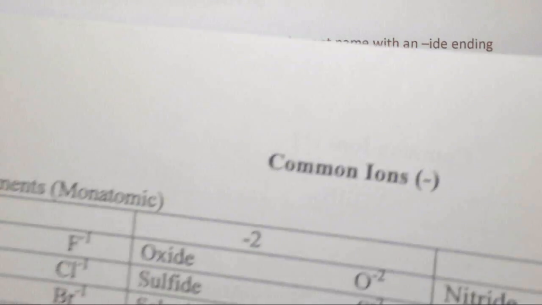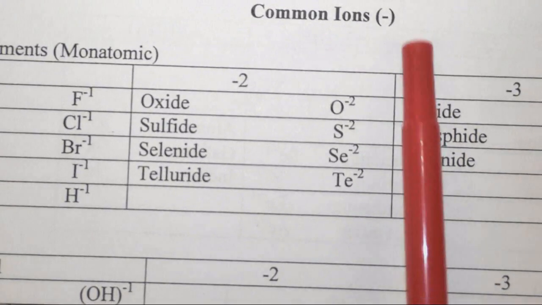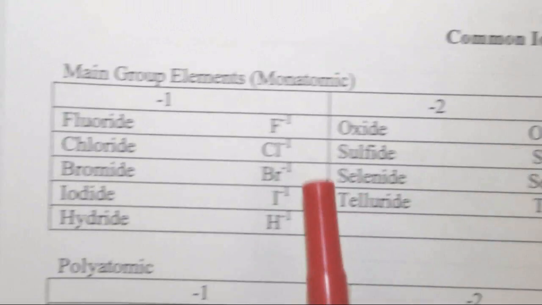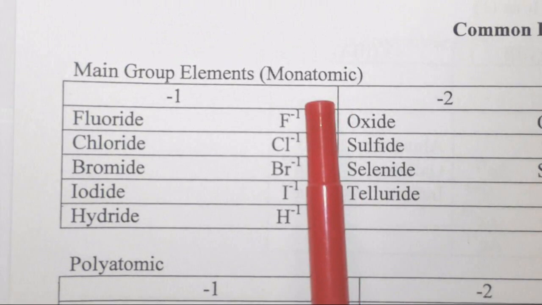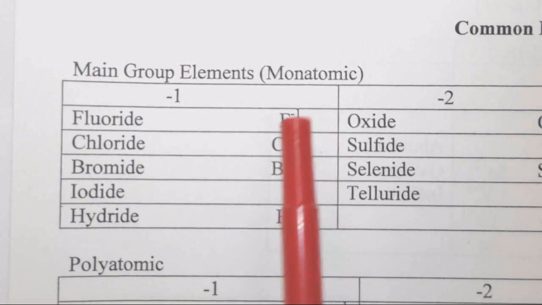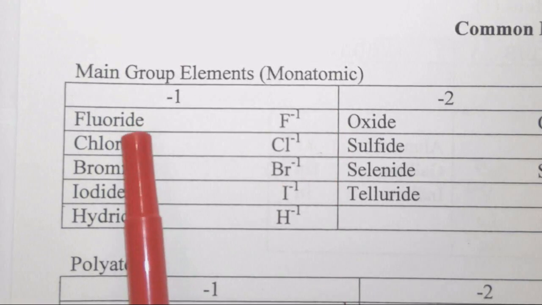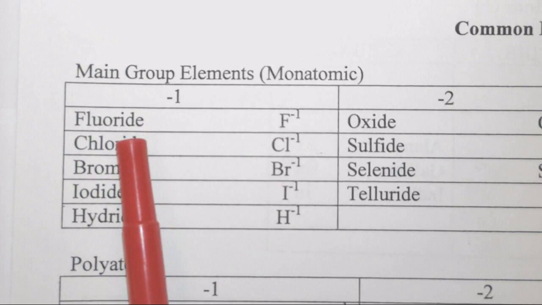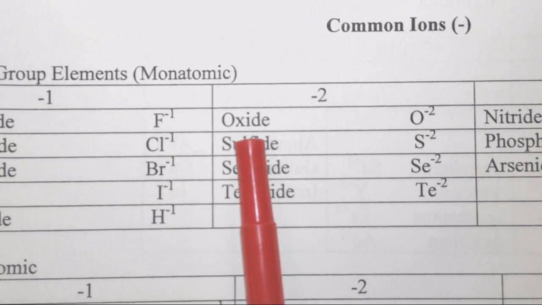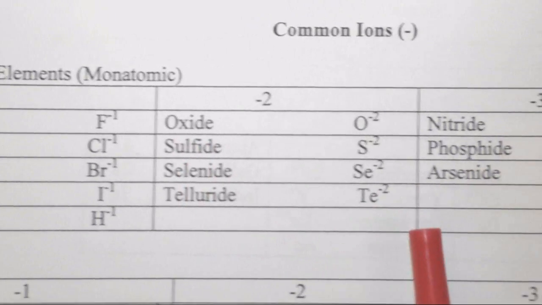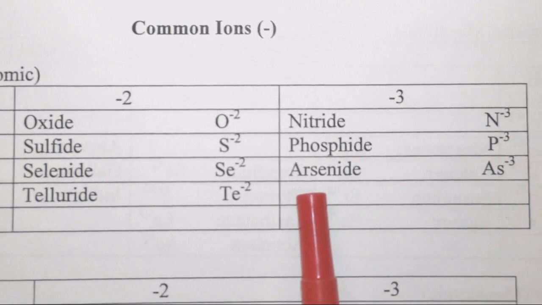If you look on the other side of your chart, the one that has the negative ions, here we have the monatomic negative ions, and notice that they all end in IDE. So we recognize fluorine, the element, but the ion is called fluoride. Or oxygen, the element, but the ion is called oxide. Or arsenic, the element, but the ion is called arsenide. Okay, so that ending is changed.